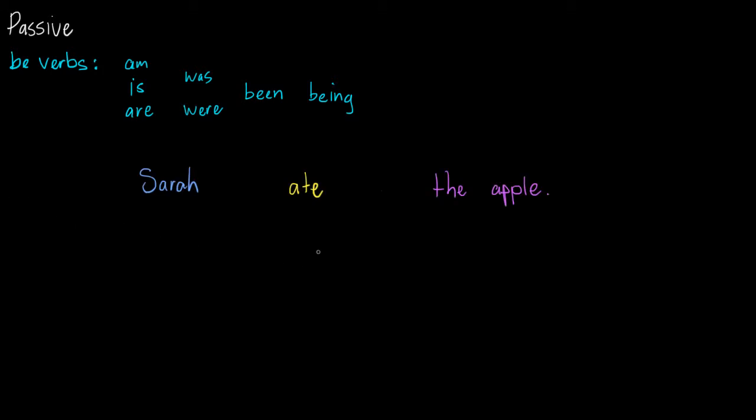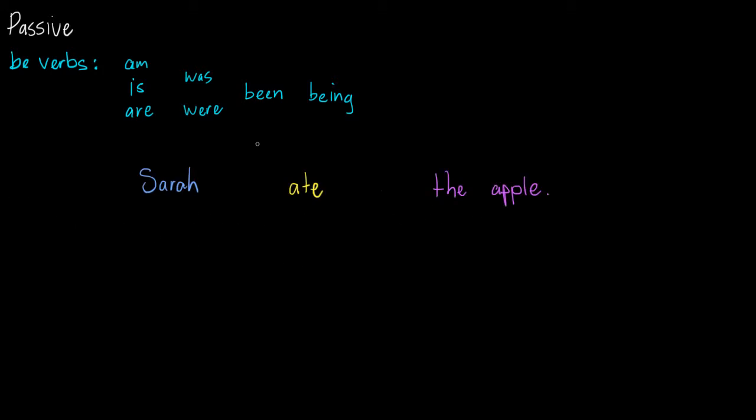The passive. And to make passive structures, you need be verbs. So here are the be verbs in the present simple, the past simple, the past participle, and the continuous or progressive form. Let's look at an active sentence. Here is an active one.